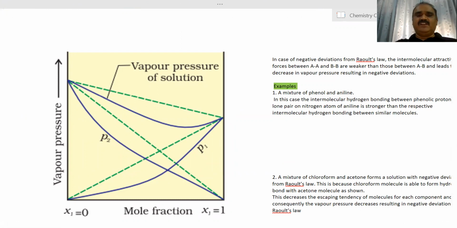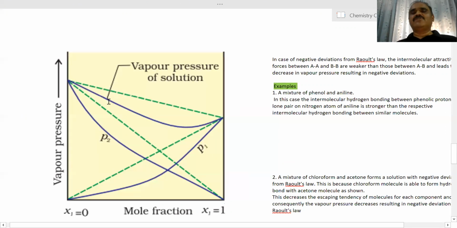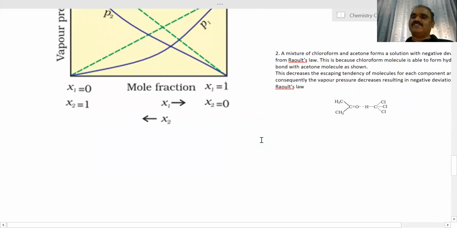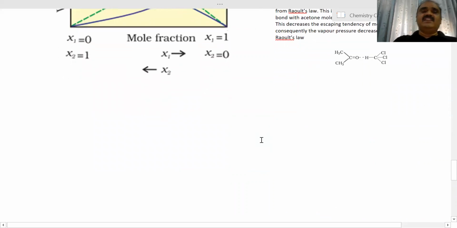It shows that now between these two limits, the vapor pressure of solution is below this green line. The green line represents ideal behavior, the blue line non-ideal. It is lesser than the vapor pressure given by Raoult's law. It is showing negative deviation. And what is the cause? Now the cause is also just reverse. Now A-B interactions will be stronger than A-A and B-B.